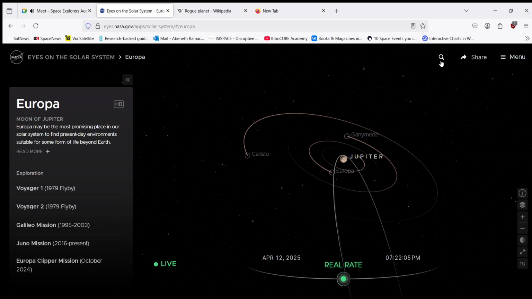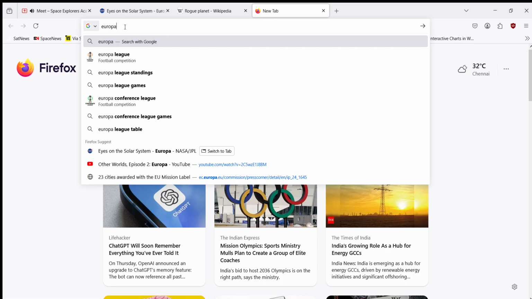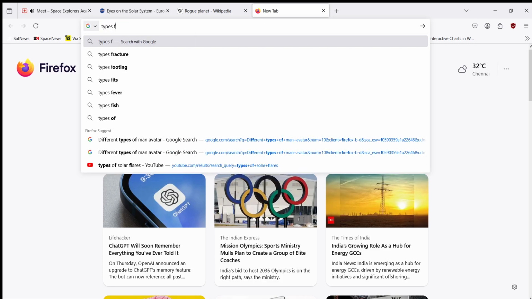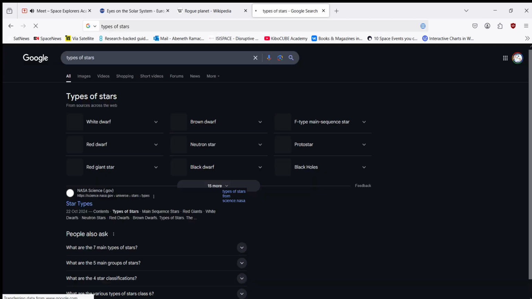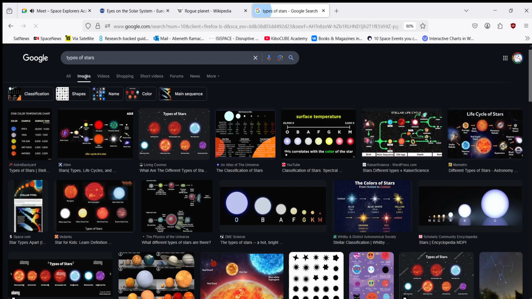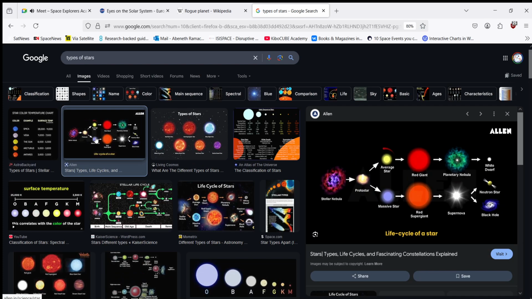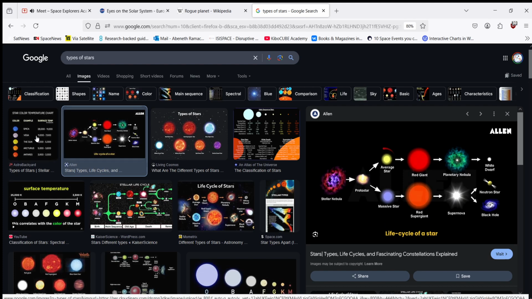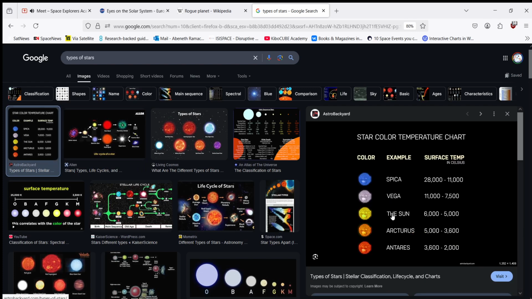Are all stars as hot as the Sun? No. One question at a time. There are a lot of types of stars. I'll open it. So these are all the types of stars. From nebulae to neutron stars, there are a lot of variations. Each one is different in temperature. Our Sun is around 6,000 degrees Celsius. There is a star called Spica, a blue giant, which is around 28,000 degrees.